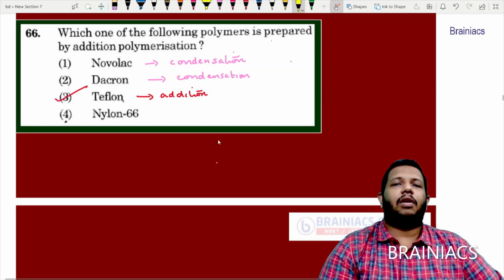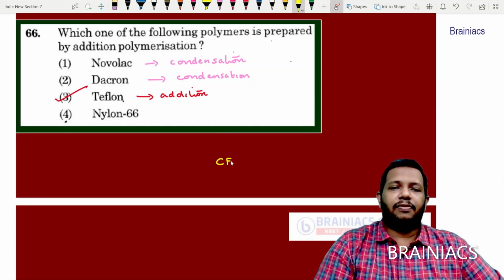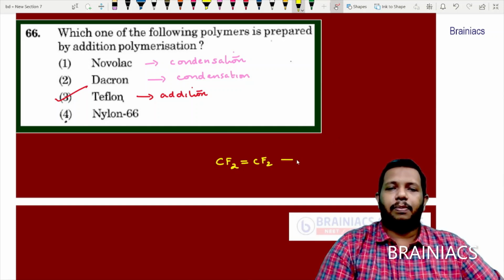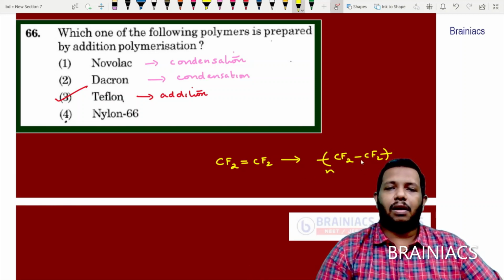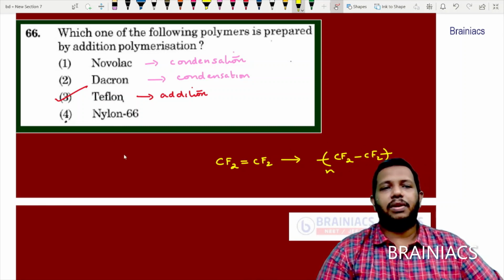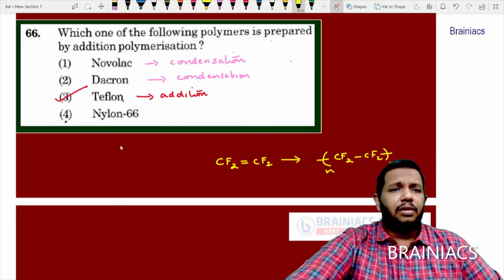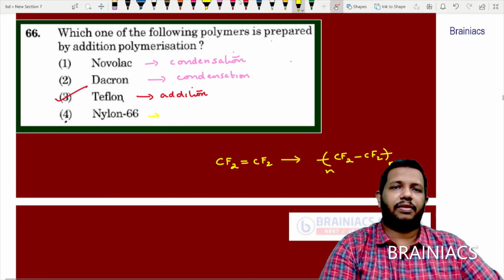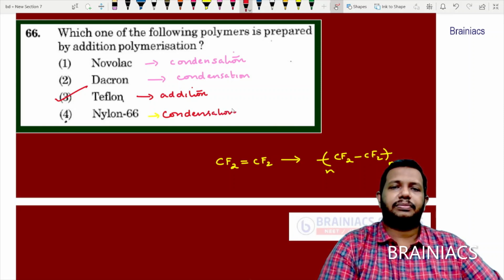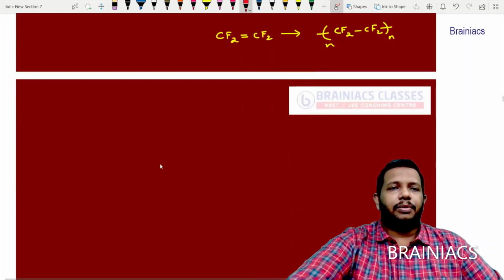What is the compound that is getting added here? We know that CF2 double bond CF2, tetrafluoroethene, undergoes polymerization in such a way that n number of units combine into polymeric chains. That is the compound undergoing addition polymerization and forming Teflon. So I hope option 3 is also clear for you. Even nylon 66 is formed out of condensation polymerization only. It will eliminate water. Okay, so let's go to the next question.